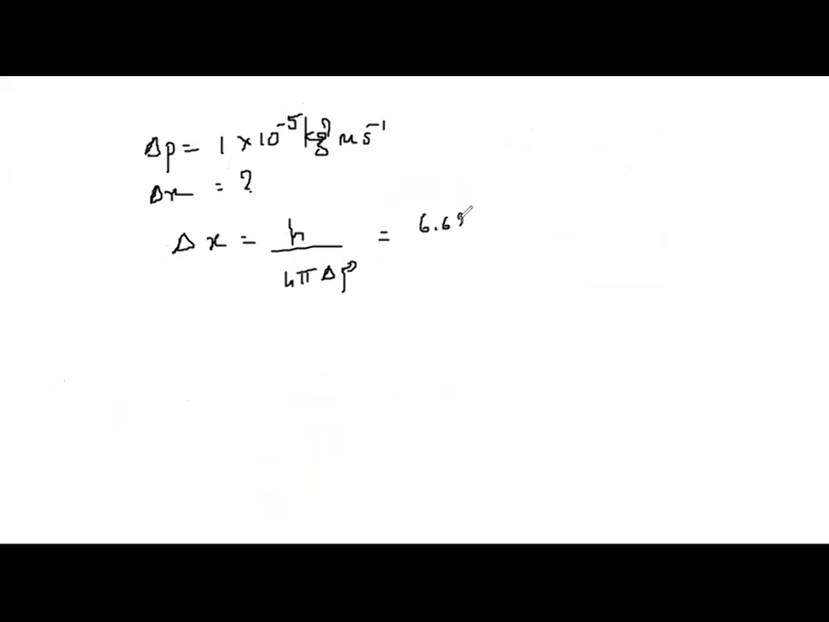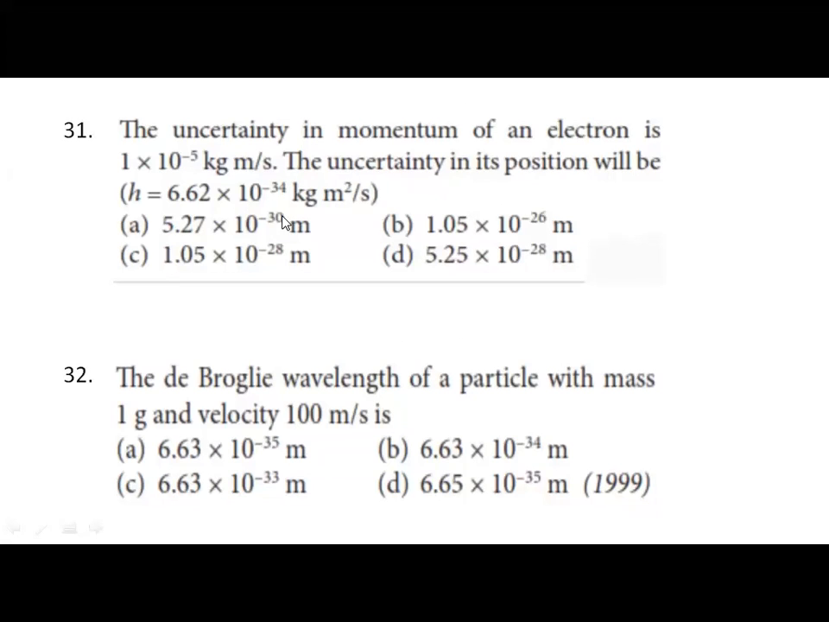So 6.626, it is given only 6.62, into 10 raised to minus 34 divided by 4 into 3.14 into delta p. Delta p is how much? 10 raised to minus 5. Yes, solve it out. You will get the answer 5.27 into 10 raised to minus 30 meters. So the correct option is option A.